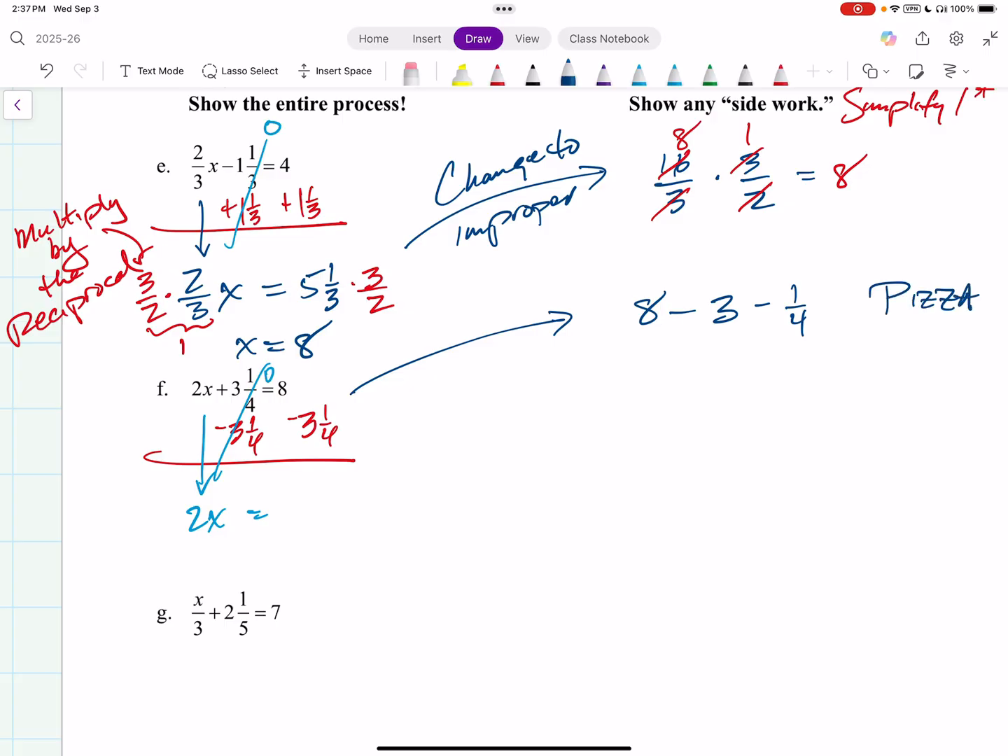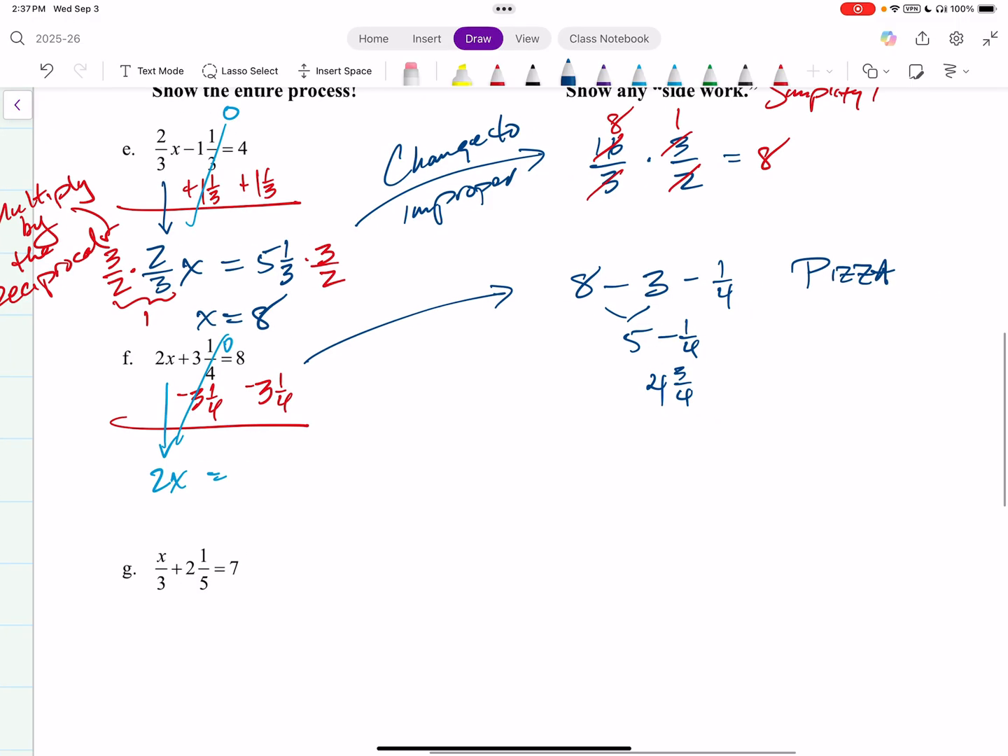You don't have to do anything fancy here. Work left to right and think pizza. 8 minus 3 is 5. 5 minus 1/4 is 4. And if you subtract 1 out of 4, you have 3 out of 4 remaining. Okay, think pizza. It's that simple.